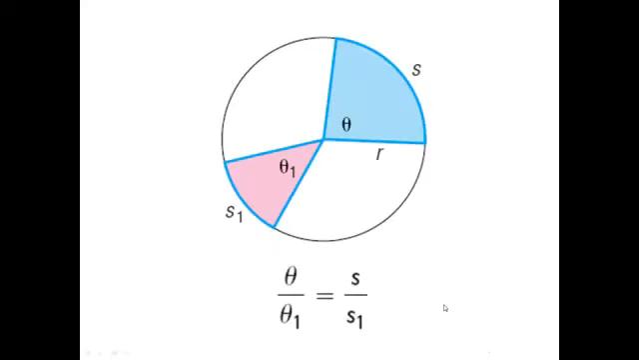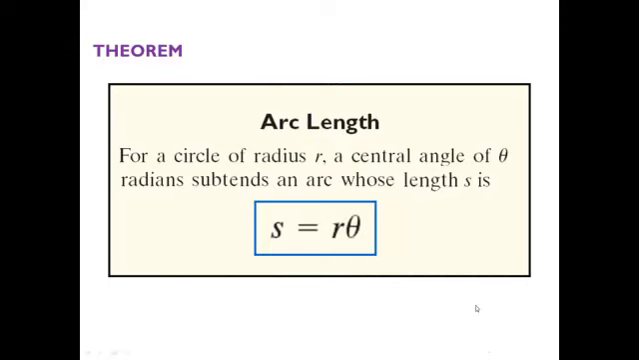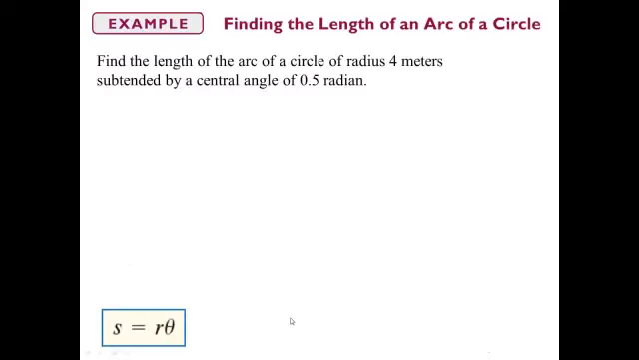How do we find the length of an arc of a circle? This is the formula that we follow. S, which is this arc over here, is to S1, which is another arc, as theta is to theta 1. And here we can find a theorem that says how to find the arc length. You multiply the radius by the angle, and you have the length of the arc.